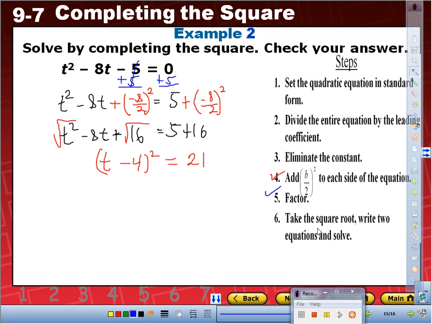What's next? Square root. Why do we need to do the square root? To get rid of the exponent of 2. Square root of this side, square root of this side. This cancels this. We're left with t minus 4 equals plus minus square root of 21. Don't forget this, guys. The plus minus after you cancel this square root here, and when you bring this down, don't forget the plus minus because this one tells us to write two solutions.